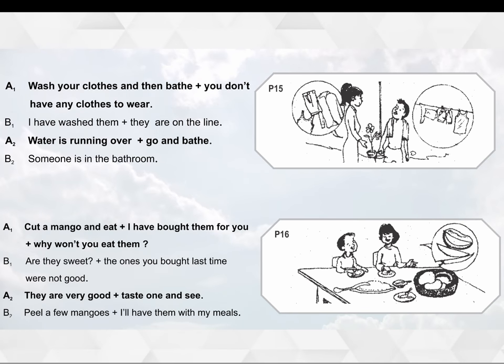Dialogue 16, Picture 16. Cut a mango and eat. I have bought them for you. Why won't you eat them? Are they sweet? The ones you bought last time were not good. They are very good. Taste one and see. Peel a few mangoes. I'll have them with my meals.